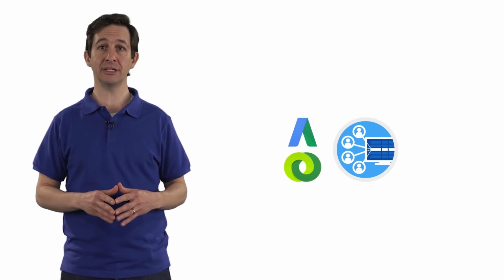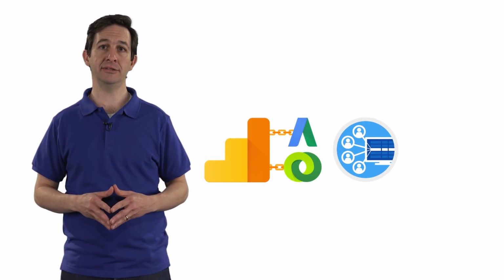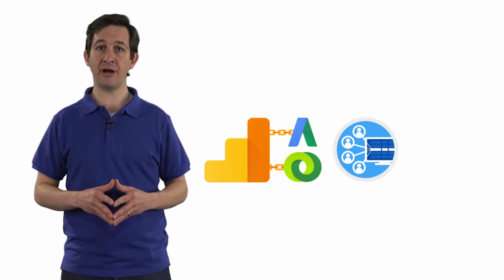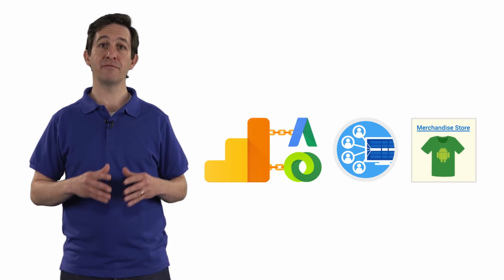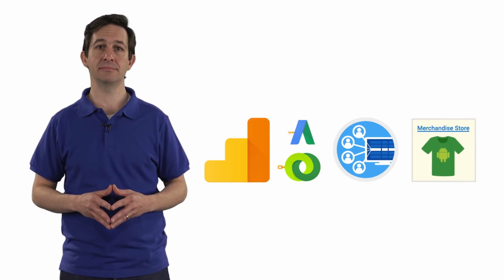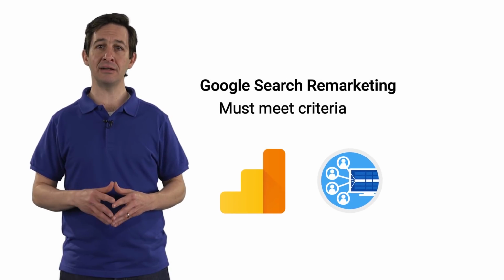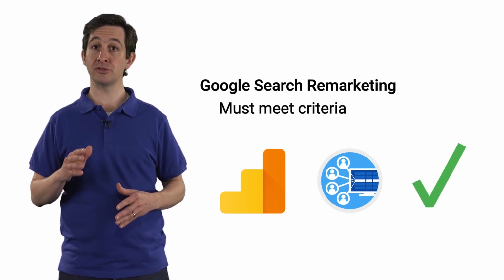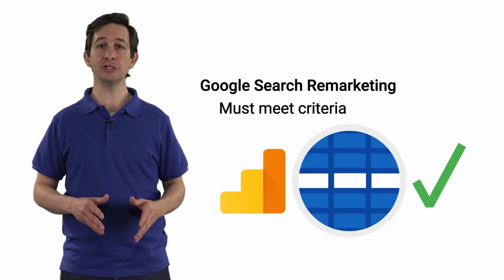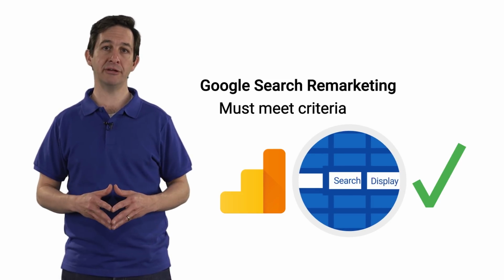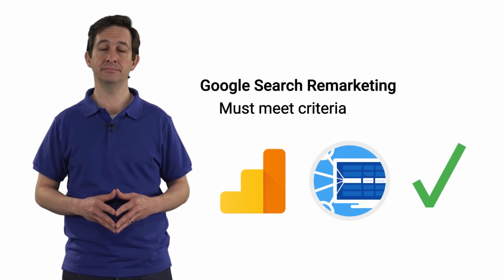Audience lists will populate in the AdWords or DoubleClick account that you link to Analytics. You can then use those audiences to create ad campaigns for those specific audiences. If your audience in Analytics meets the requirements for search remarketing, it will be eligible for both search and display remarketing in your AdWords account.